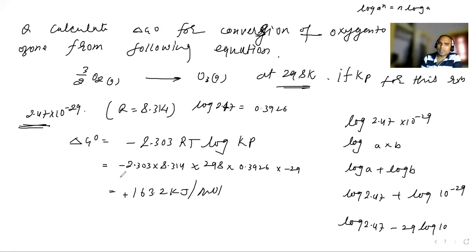Now let us multiply all the values. Okay, I got the answer. I forgot to multiply by 2.303. So the same answer is coming. Thank you. Let me check if any other problems I can give you. Wait a moment, finding the problem.